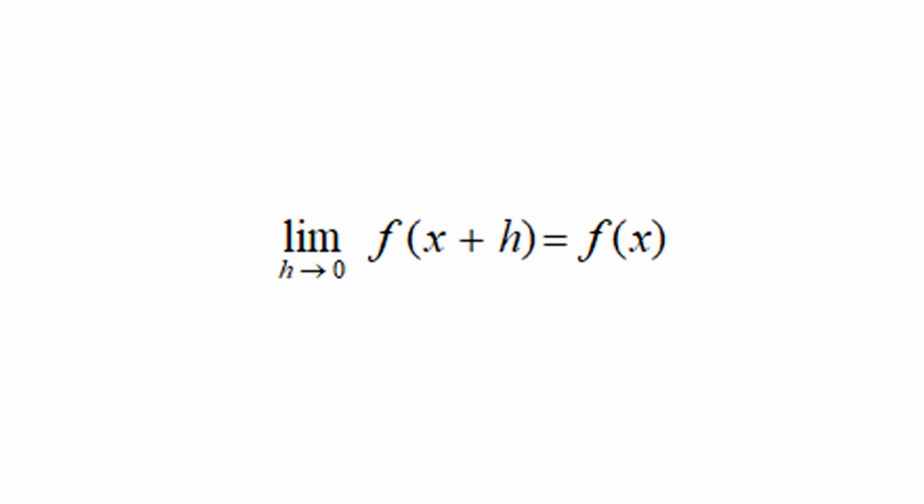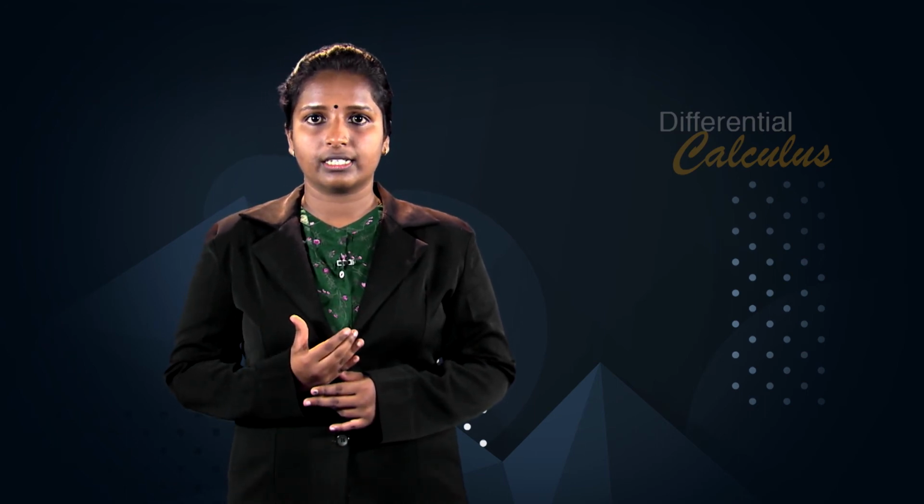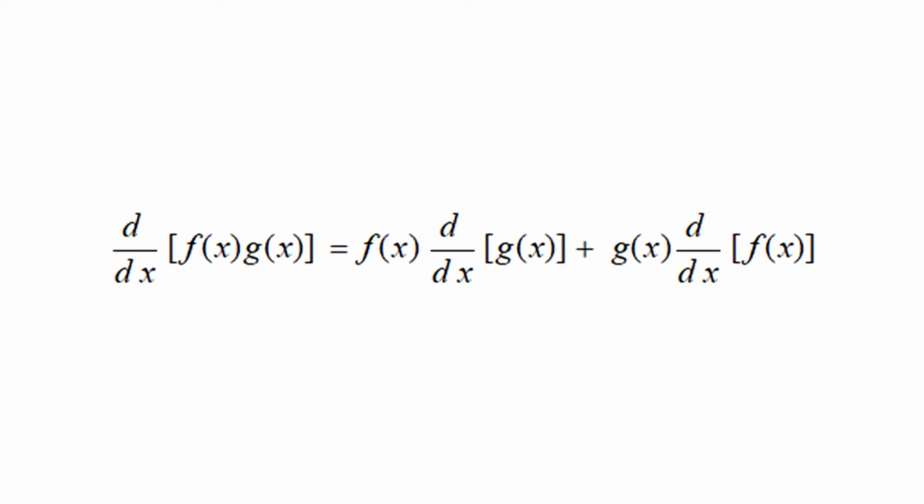Now, the limit of f(x+h) as h approaches 0 is f(x), because f being differentiable at x is continuous at x. The two fractions approach the values of dg/dx at x and df/dx at x. In short, d/dx of f(x) times g(x) equals f(x) times d/dx of g(x) plus g(x) times d/dx of f(x).